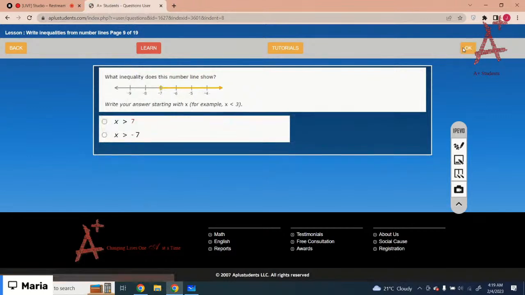Okay, which is the correct option for the next one? What inequality does the number line show? Be quick. Which is the correct option? We have an open circle at negative 7. So it would be x is greater than negative 7. Got it? The second option is the correct one. Very good.